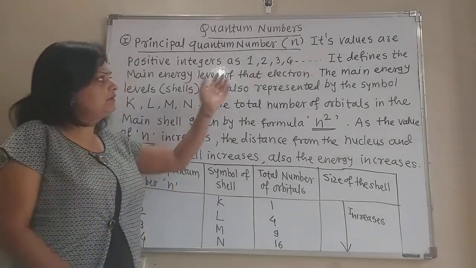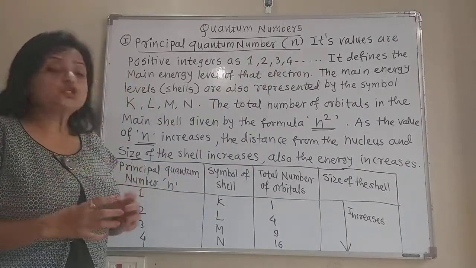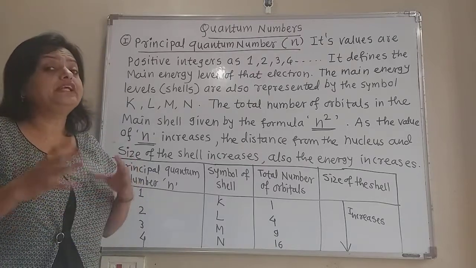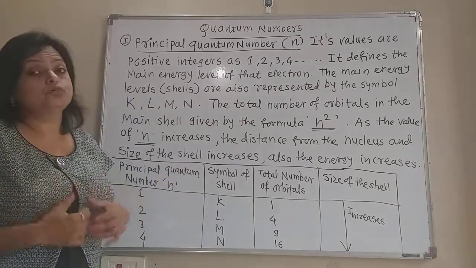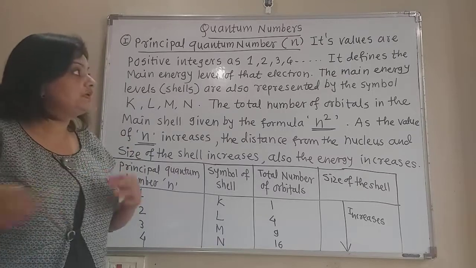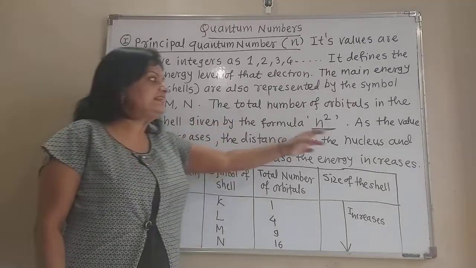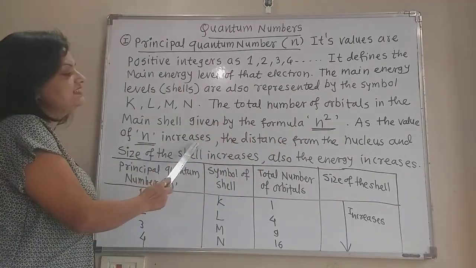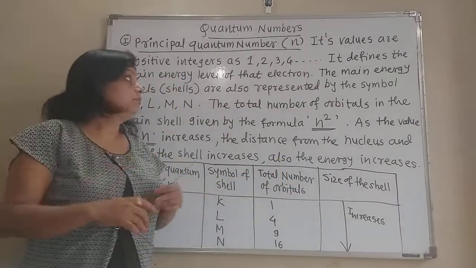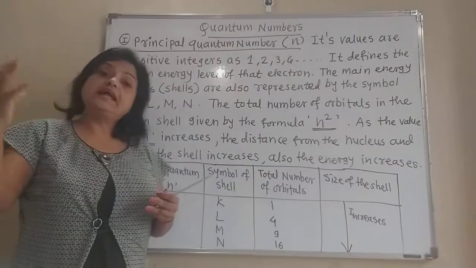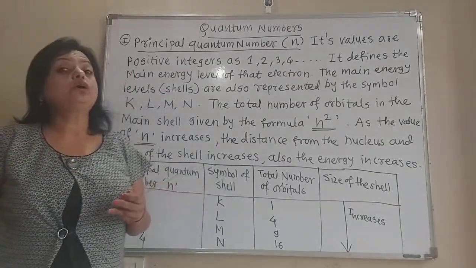As the principal quantum number increases, the size of the atom also increases, and it also gives us the distance of that electron from the nucleus. As the value of n increases, the distance from the nucleus also increases, because the shell becomes bigger and bigger, and due to that the distance between the nucleus and the electrons increases.